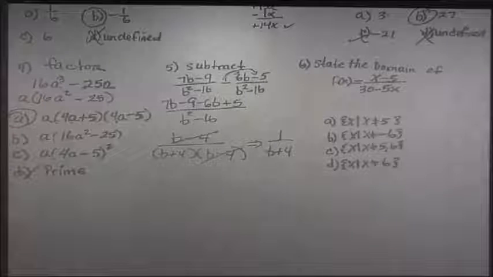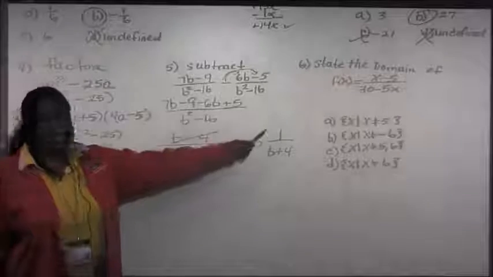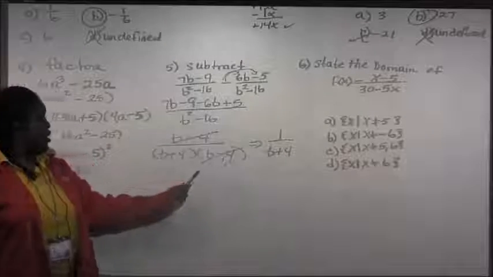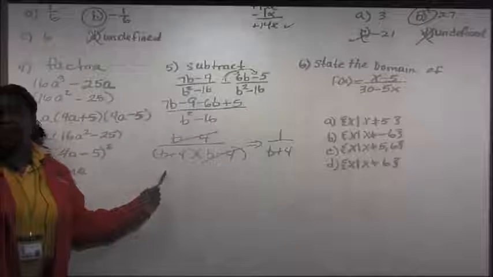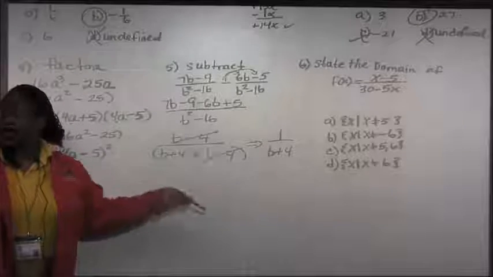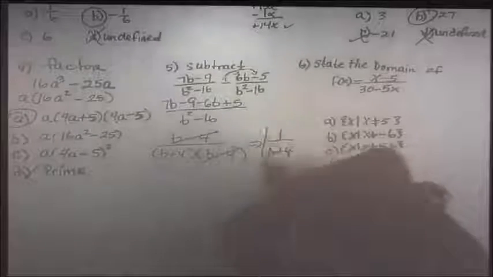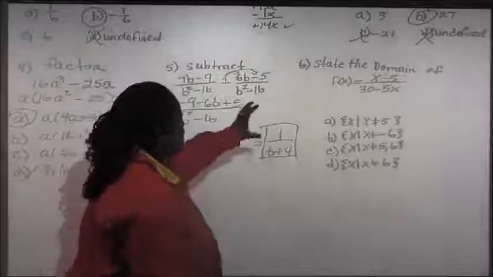Make sure that you don't forget that you have to have this 1 up here. When everything cancels out of your numerator and you're left with the denominator, you can't bring that denominator up. It still has to stay down there, and that 1 has to hold the place. So we have 1 over b plus 4.